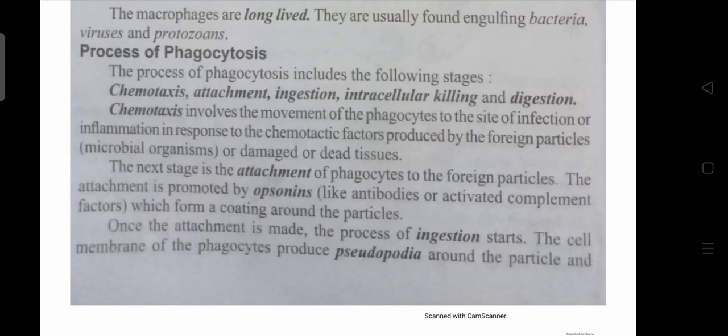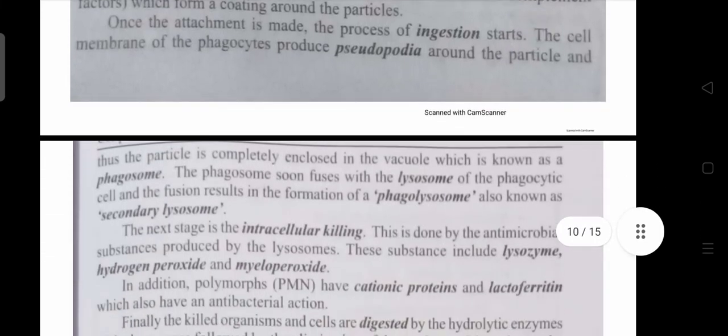They will take up those foreign particles. The cell membrane of the phagocyte will produce pseudopodia, like the false legs of an amoeba, around the particle. Thus the particle is completely enclosed in a vacuole, which is known as a phagosome. Soon it will fuse with a lysosome of the phagocytic cell, and the fusion results in the formation of a phagolysosome, known as a secondary lysosome. These are the stages involved in the process of phagocytosis.